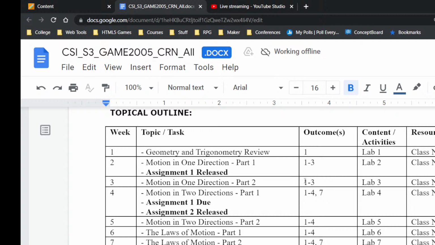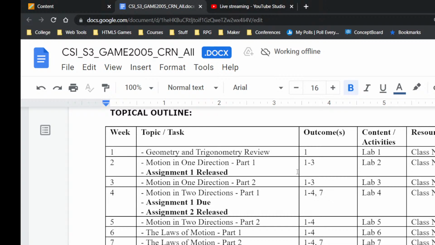In the first half of the semester, it's all around the fundamentals of physics. So what we're going to get is, starting today, geometry and trig review. What is geometry? What is trigonometry? Do you need to know calculus for this course?